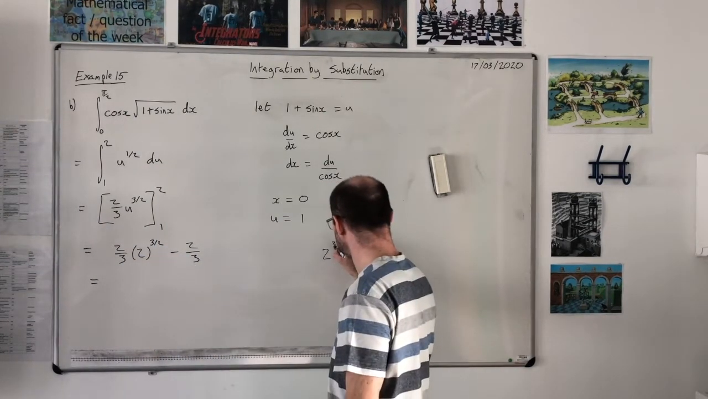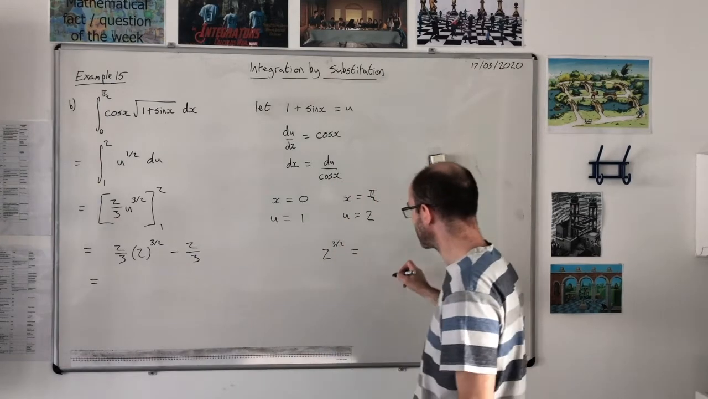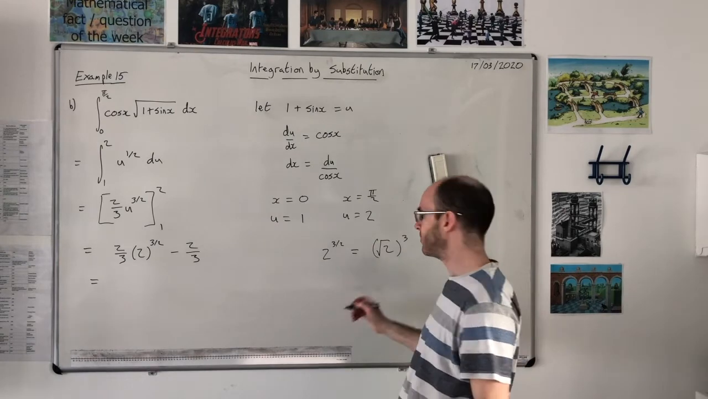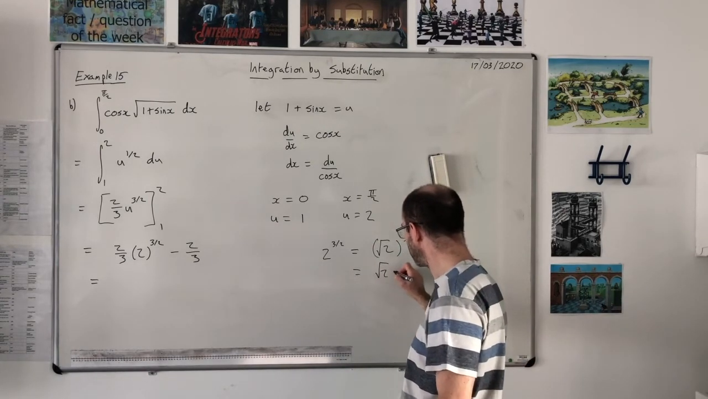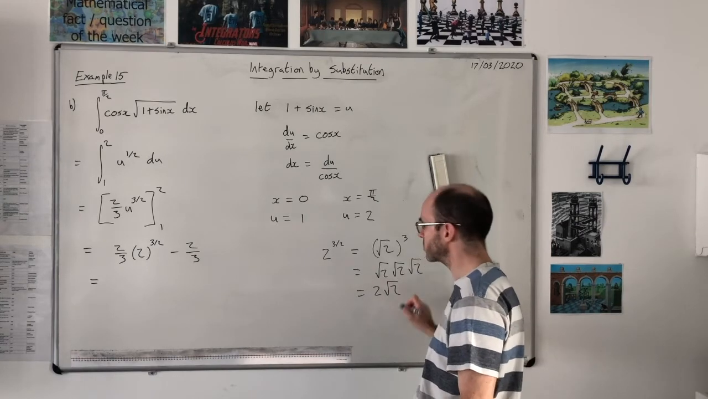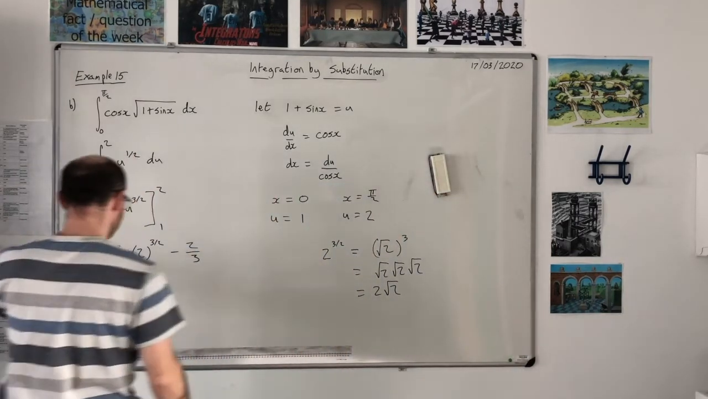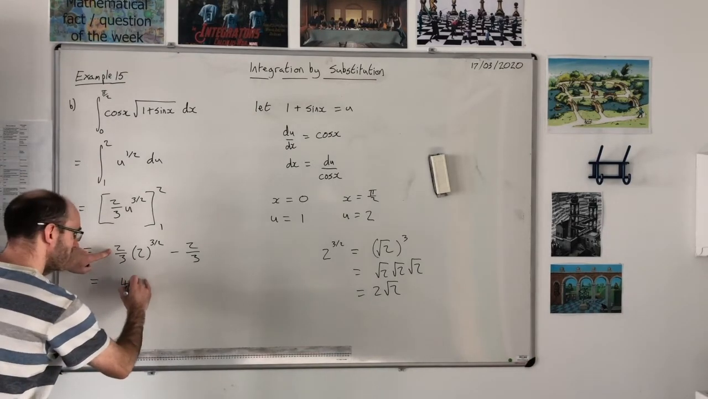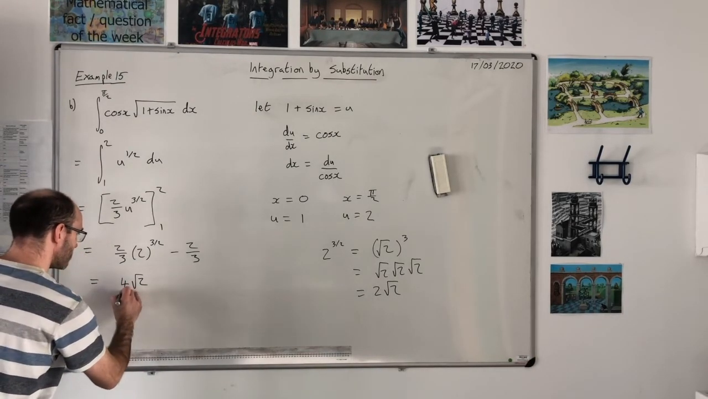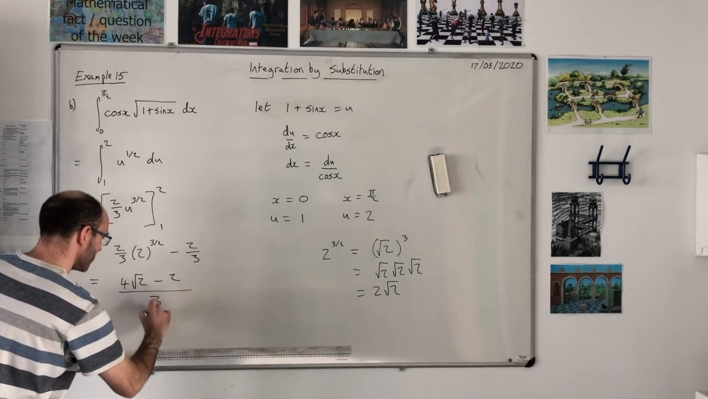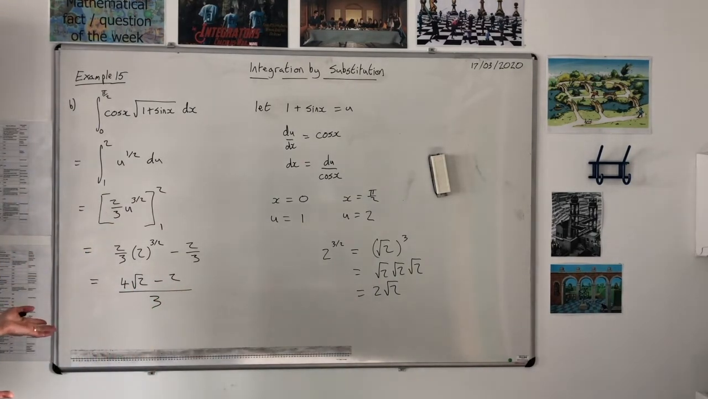2 to the power of 3 over 2, that's just the same as the square root of 2 cubed, isn't it? Square root of 2 cubed, which is just 2 root 2. So you've got 2/3 of 2 root 2. So 2 times 2 is 4, so 4 root 2 over 3, subtract 2 over 3. And there it is, okay?